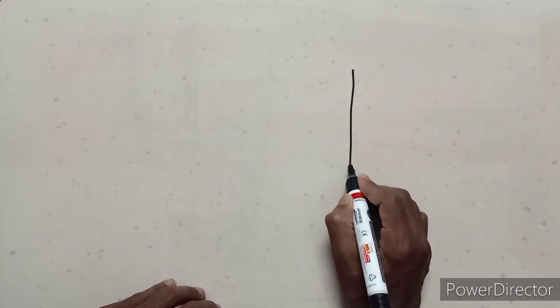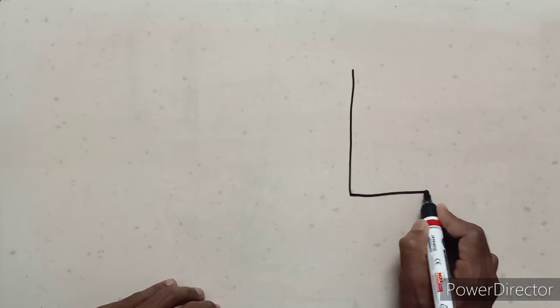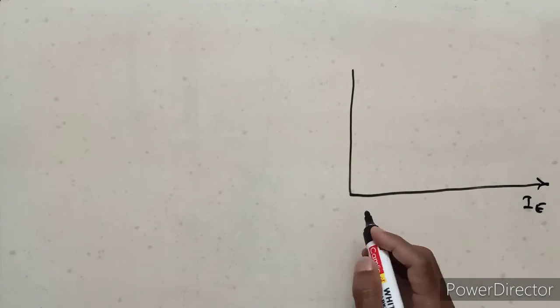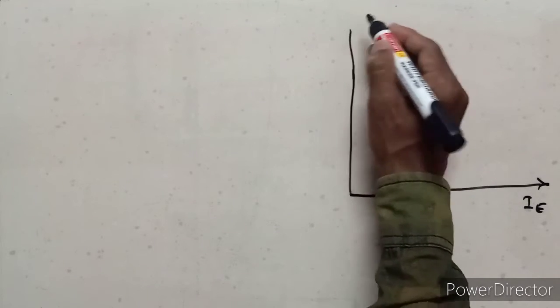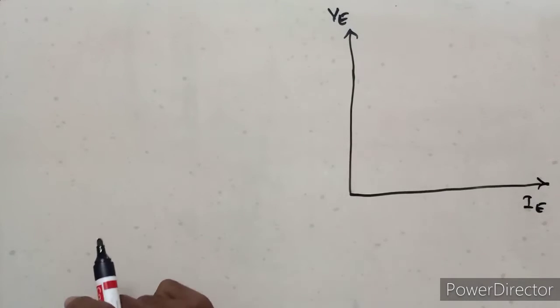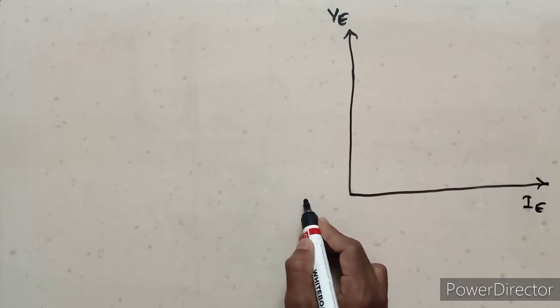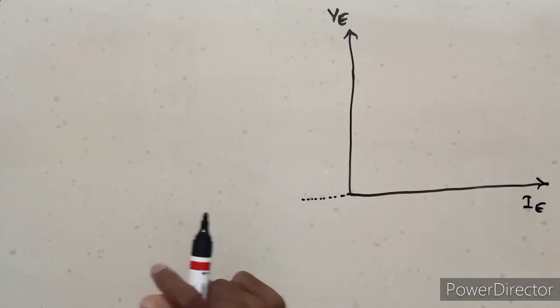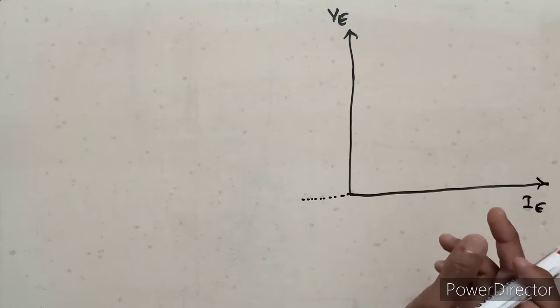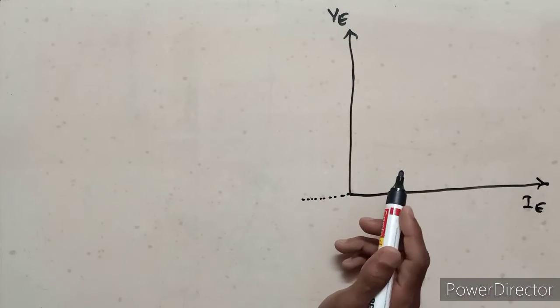First of all, we take the emitter current, IE, on the x-axis, and this is the emitter voltage, VE. Okay, so we are ready to draw the graph.